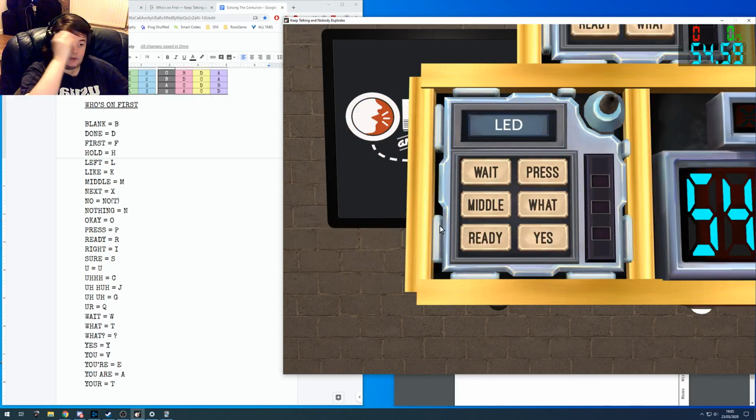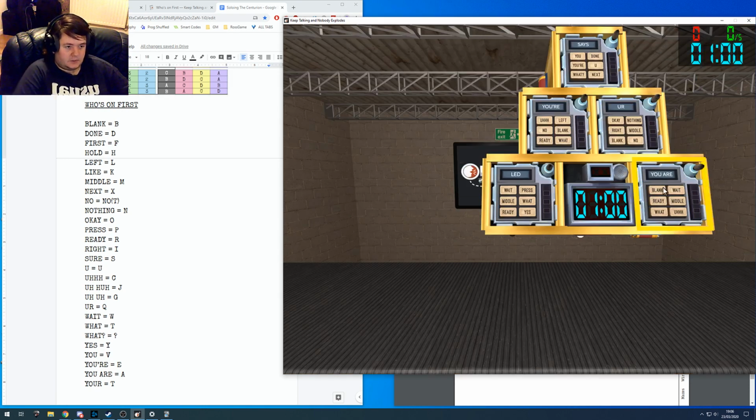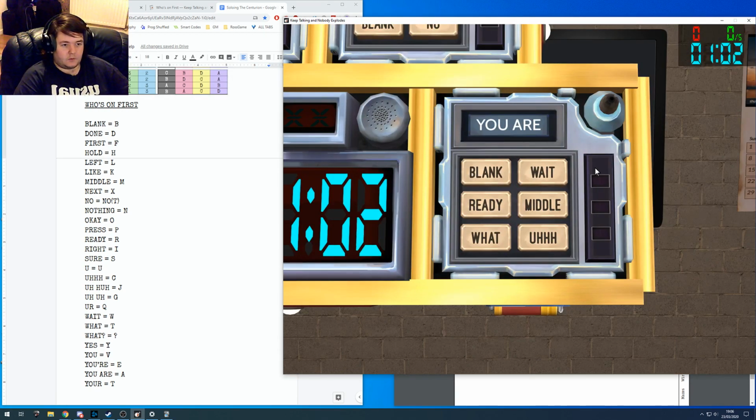LED is middle left. Wait is W. Press is P. Middle is M. What is T. Ready is R. Yes is Y. And UR is bottom right. Blank is B. Wait is W. Ready is R. Middle is M. What is T. UHHH is C.